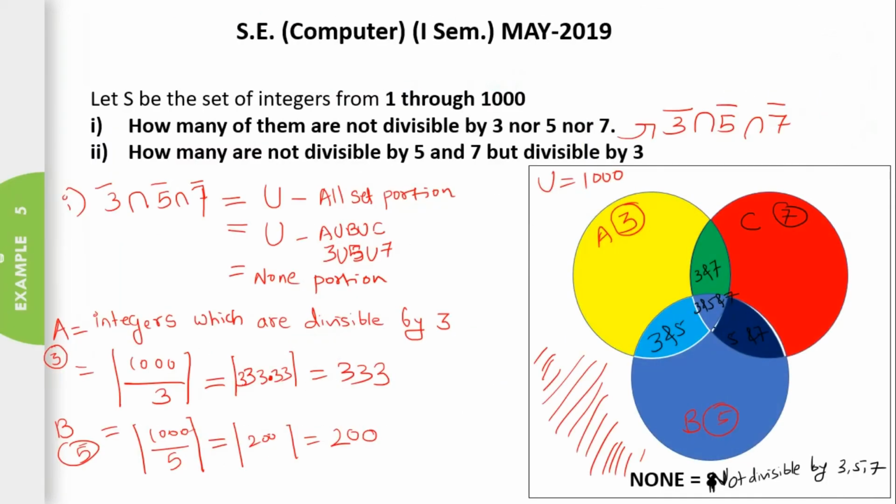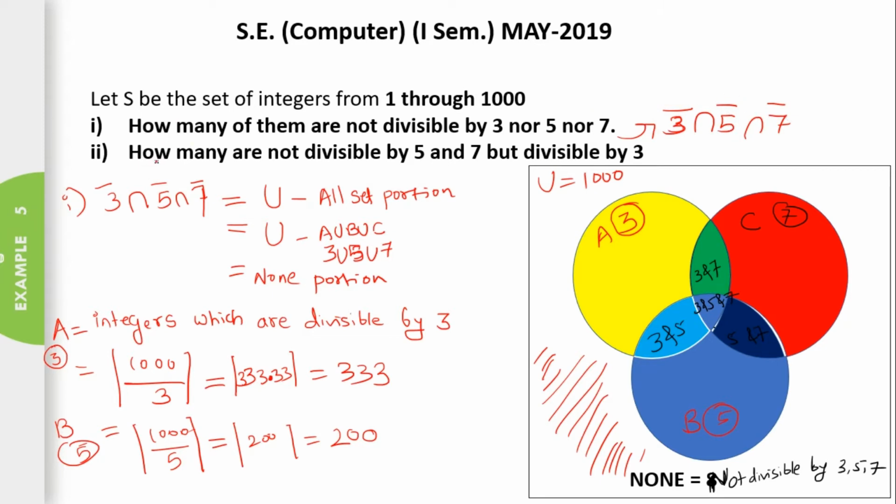Next question: let S be a set of integers from 1 through 1000. How many of them are divisible by neither 3, nor 5, nor 7?